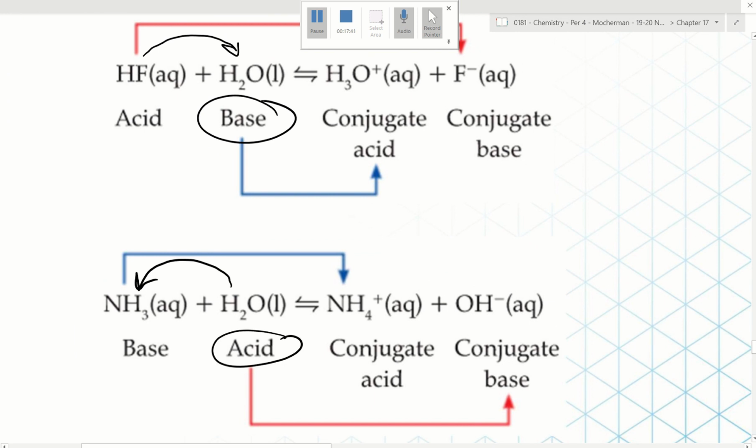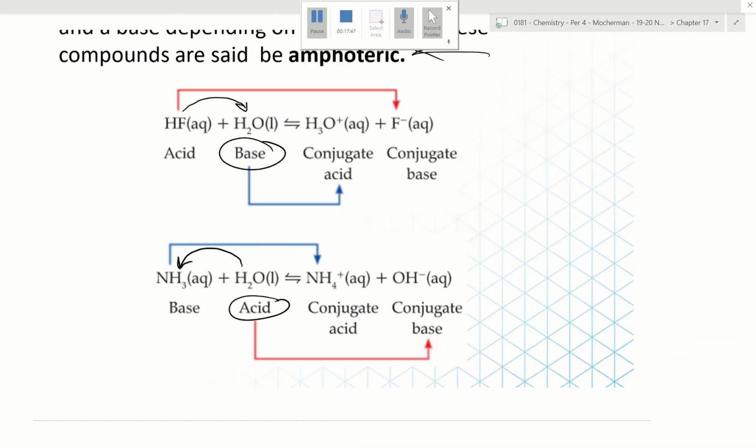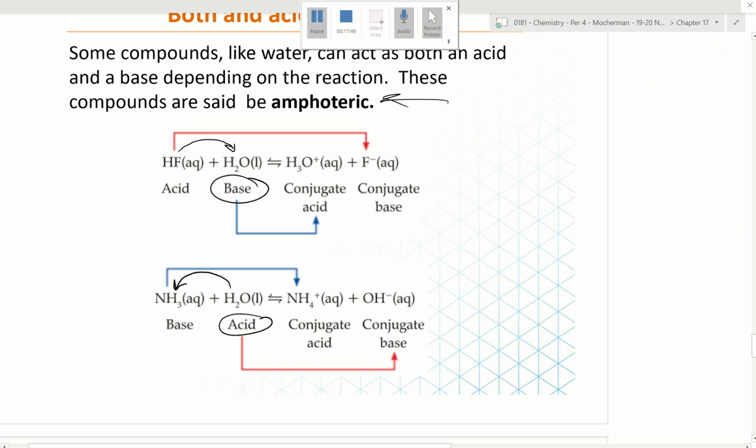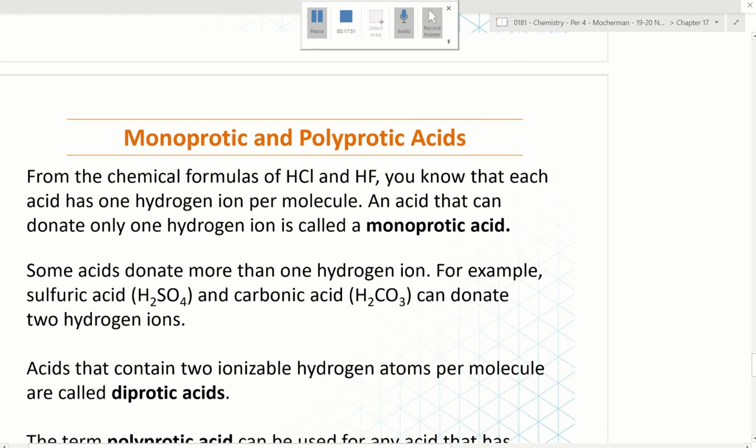So is water an acid or a base? The answer is yes. Sometimes it's an acid and sometimes it's a base. We call those compounds amphoteric. There's more than just water. Water is just the most common.